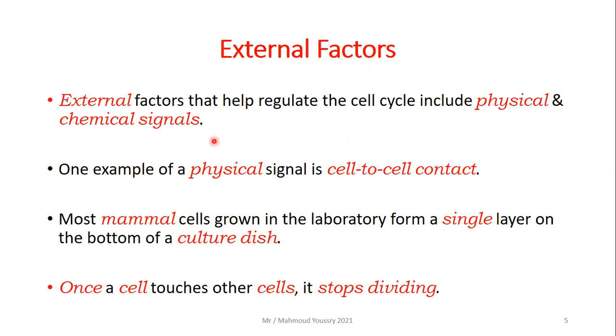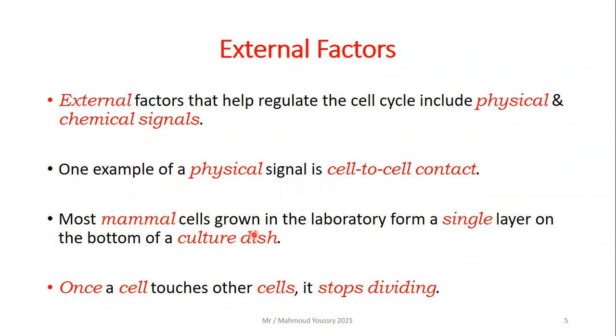What about the external factors? The external factors that help regulate the cell cycle include physical and chemical signals that come from outside of the cell. One example of a physical signal is cell-to-cell contact, the touch between the two cells.